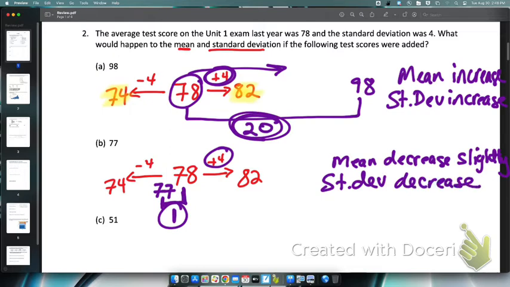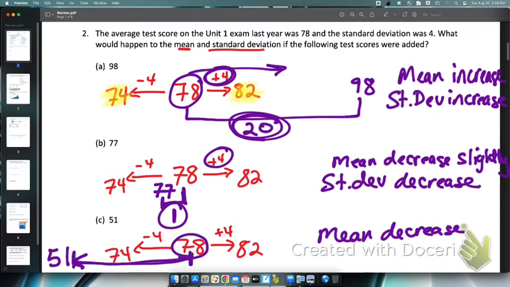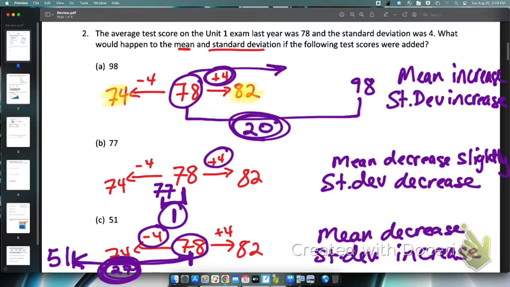And then for this last one, we've got 78, standard deviation of 4. Got 82, got 74. Okay, now I'm adding in a 51. My mean of my distribution is going to move toward that 51, so my mean would decrease. And my distance between 78 and 51, that is a distance of 27. So I need to average that 27 with the 4. So that means my standard deviation would increase because I'm having to average in a bigger distance than the 4.